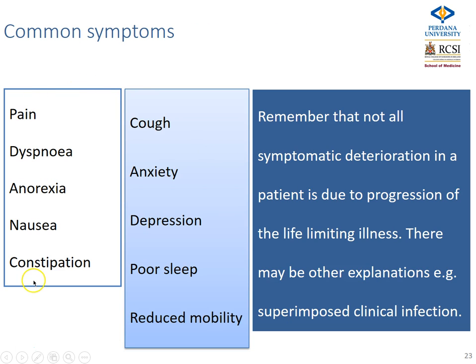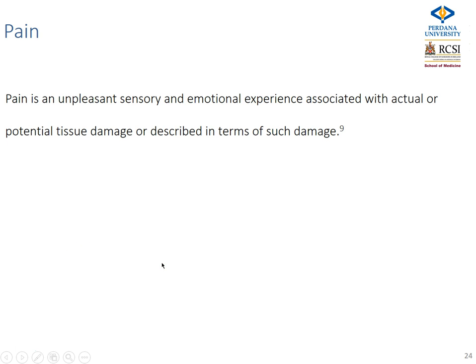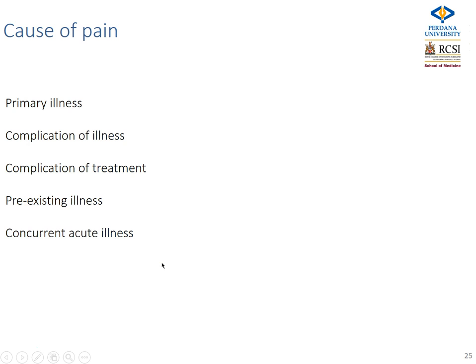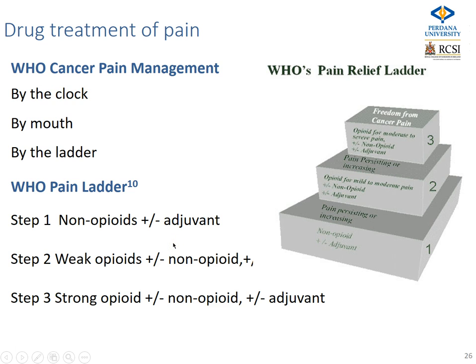These are a range of symptoms that are common in palliative care. It's important to identify these and identify if there are any reversible causes of them. You need to look at pain, the causes of pain. Is this from the primary illness? Is it a complication? Is it a complication of treatment? Is it something else? Is it a concurrent acute illness?